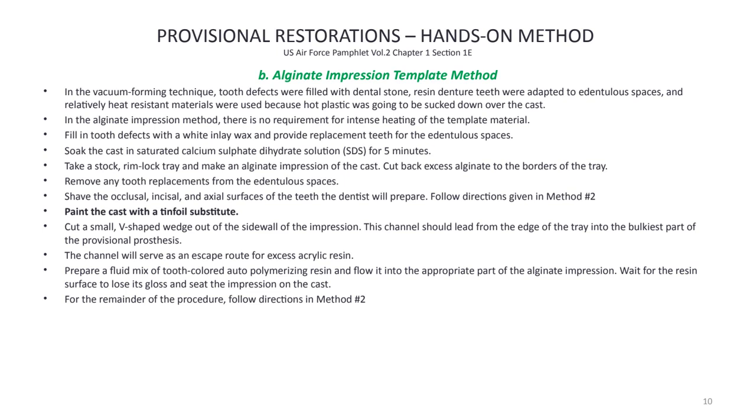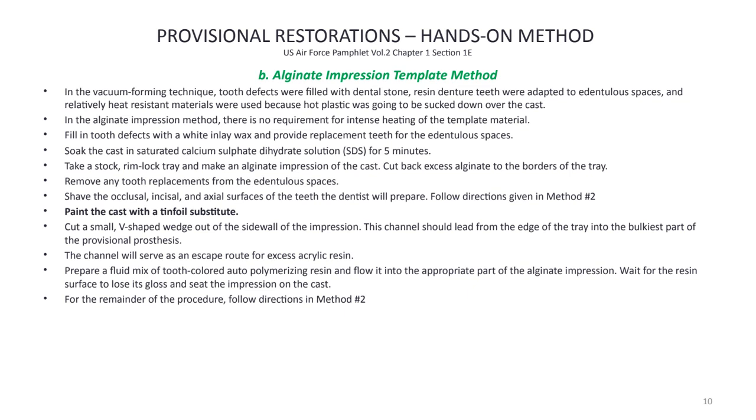Another method to do a provisional restoration is also taking an alginate impression. So an alginate impression is a little faster method to do it. And in the alginate impression method, there is no requirement for intense heating of the template material. So we don't have that clear aligner sheet of plastic that we're going to use.